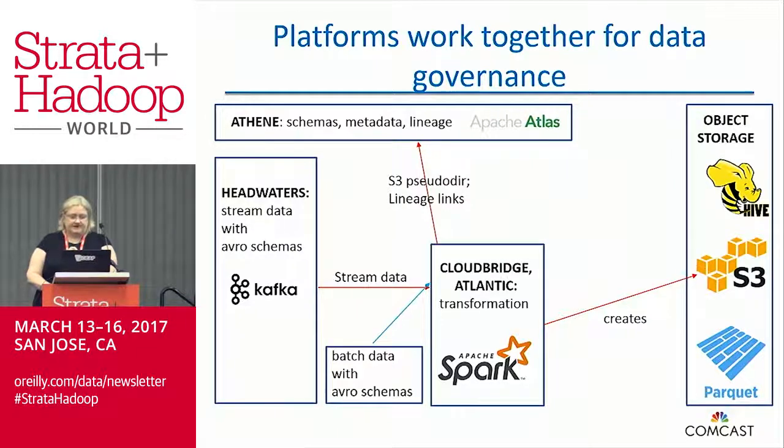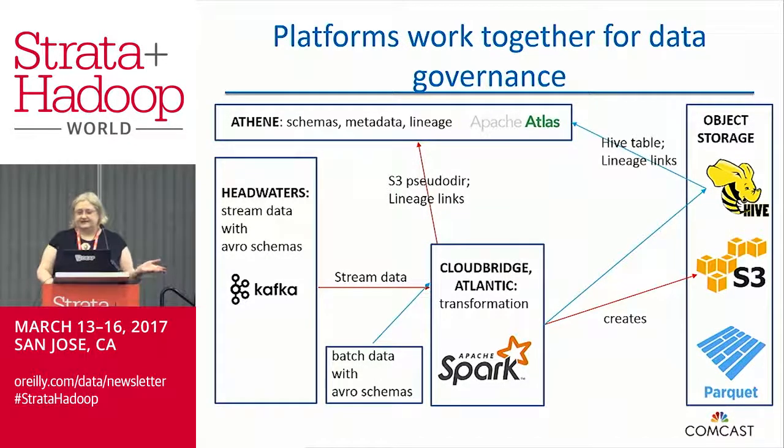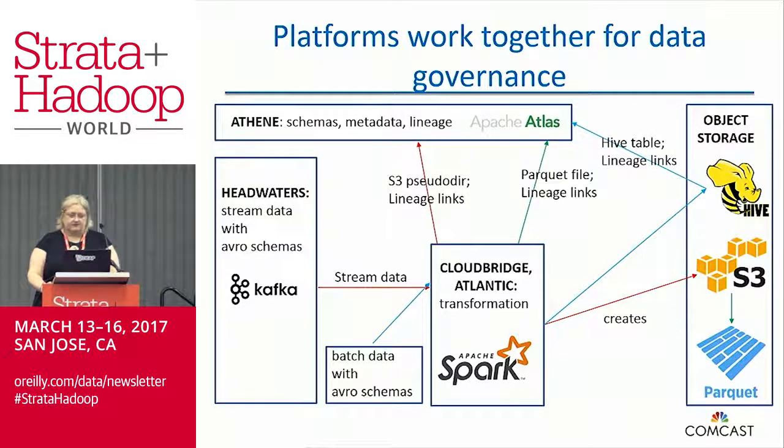Again, if batch data that has an Avro schema comes in and is stored in a Hive table, in this case Hive, we get that lineage for free because we're using Apache Atlas in the Hortonworks instantiation. And another example is say that CloudBridge takes an Avro file in S3 and takes the data and puts it in a Parquet file. Then it also says, I created the Parquet file, and this is the Avro file that was used to create the Parquet file. You can't see me when I point at the thing, can you? So all this lineage is taken care of.